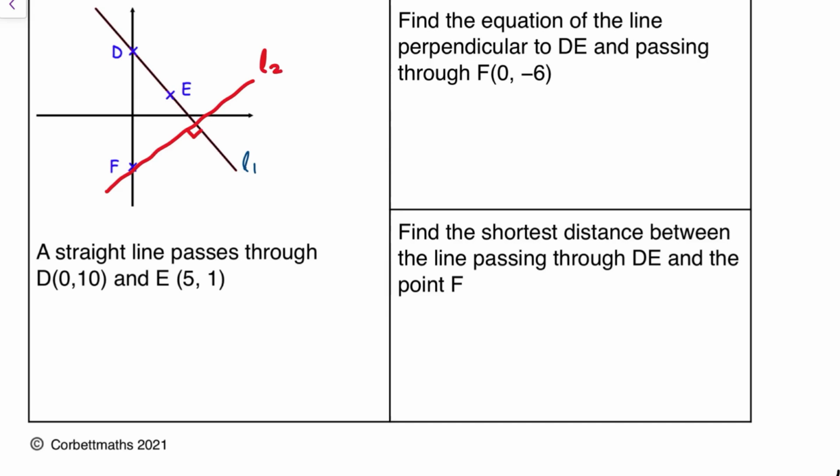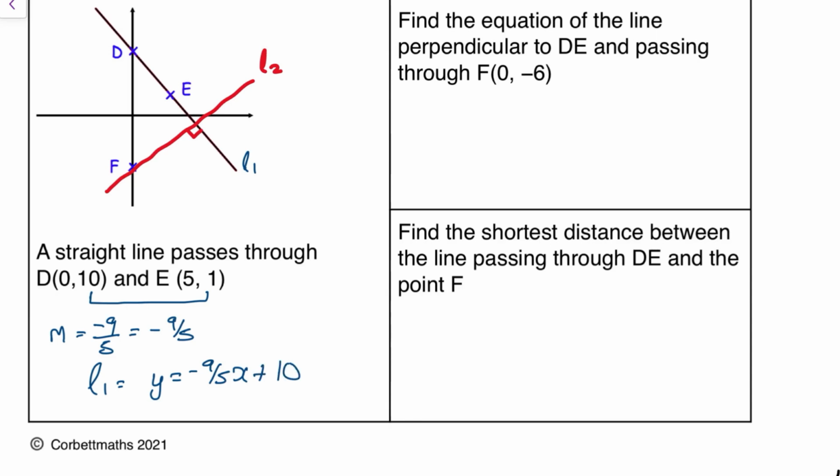Now, I'm going to find the equation of line DE first. I don't need the line, we're going to do it anyway, because I'll explain why it's simple. So the gradient, 10 to 1 is minus 9, and 0 to 5 is plus 5, so it's not a nice gradient, but my gradient m is minus 9/5, which means the equation of L1 is y is equal to minus 9/5 x plus 10.